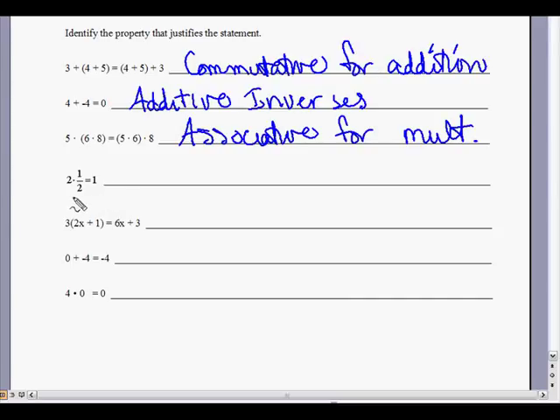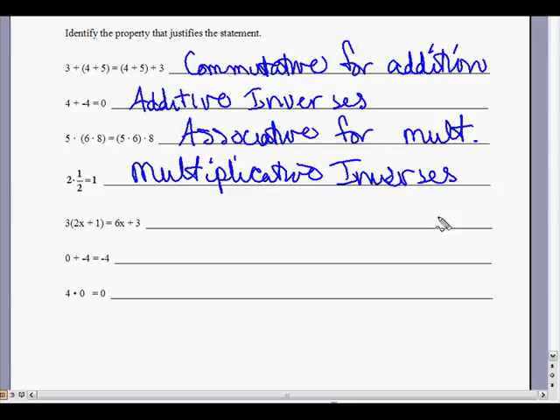In our next example, 2 times 1/2 equals 1. That's our multiplicative inverses. And I use this multiplication of reciprocals all the time when I'm solving equations.